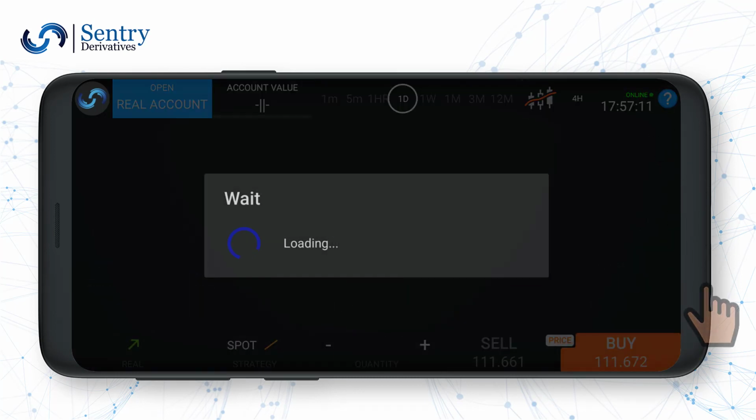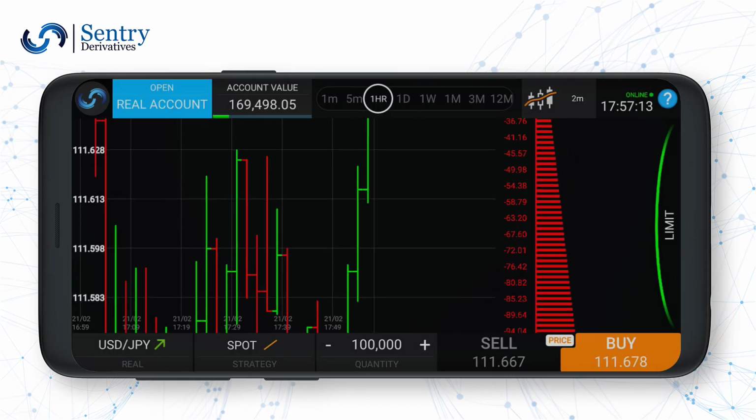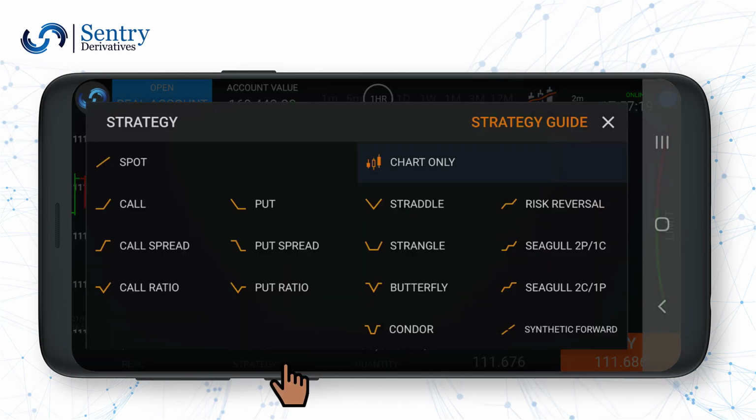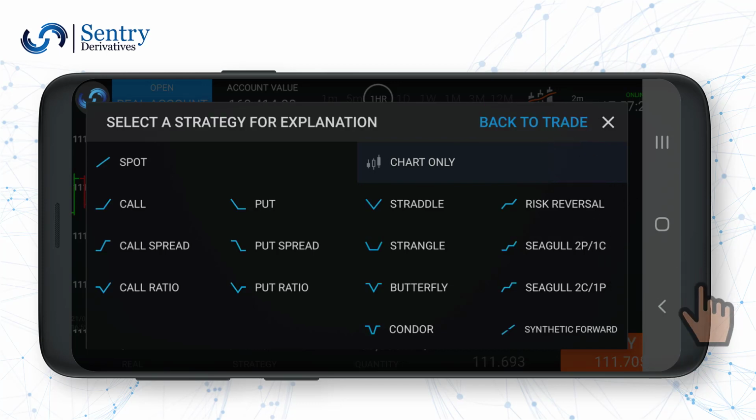One more thing to show you, a little more detail on the trading page. We've got dollar-yen spot. If I click the strategy button, I can trade options and I can trade option strategies. Want to learn more about the option strategies? Click here for our strategy guide.